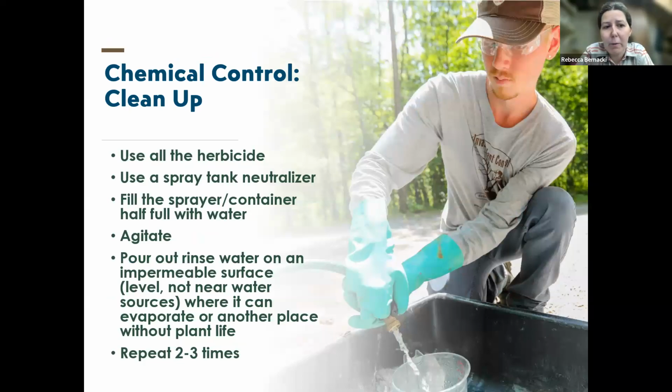Chemical control cleanup: we want to use up all of the herbicide in our sprayer. The best way to clean our equipment is to use a tank sprayer, but if you don't have that, what you can do is fill the sprayer container about half full of water, agitate it, pour that out on an impervious surface, not near water surfaces, where it can evaporate, and do that 2 or 3 more times to really clean that equipment.